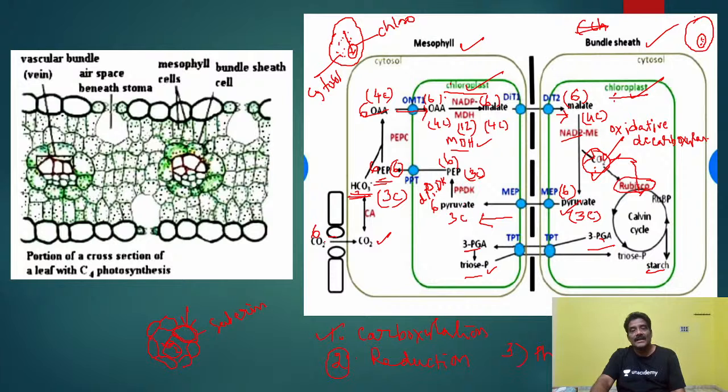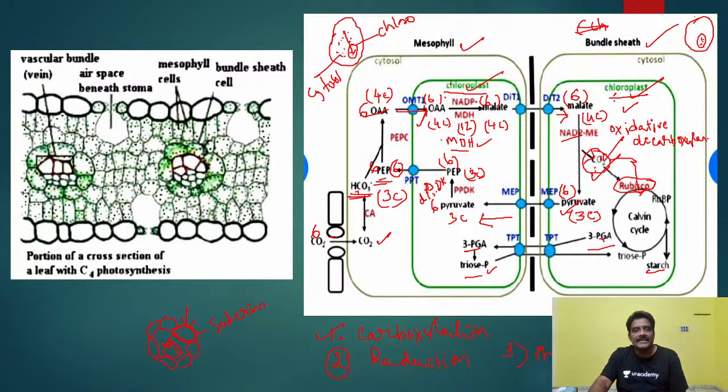And this is the reduction. Reduction occurs in which place? Which site? The chloroplast of the mesophyll cell. This is called reduction. And oxidative decarboxylation here occurs where? Oxidative decarboxylation, in the bundle sheath cell. That part you have to understand.